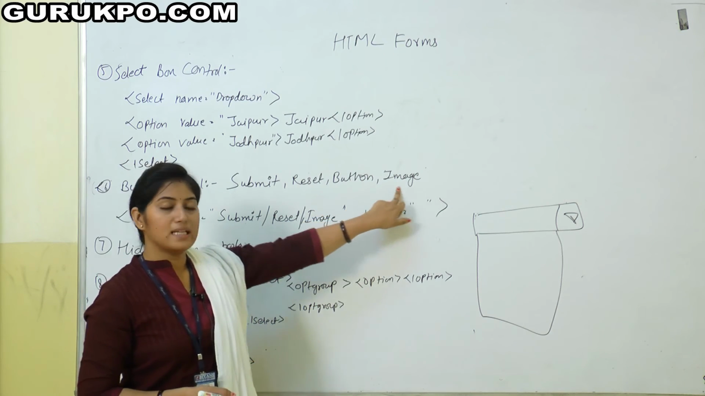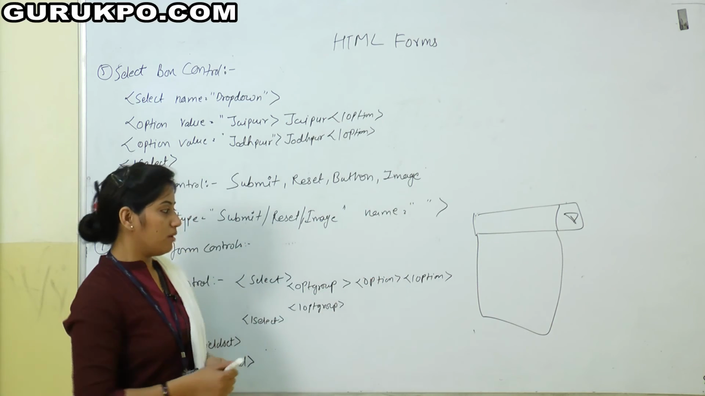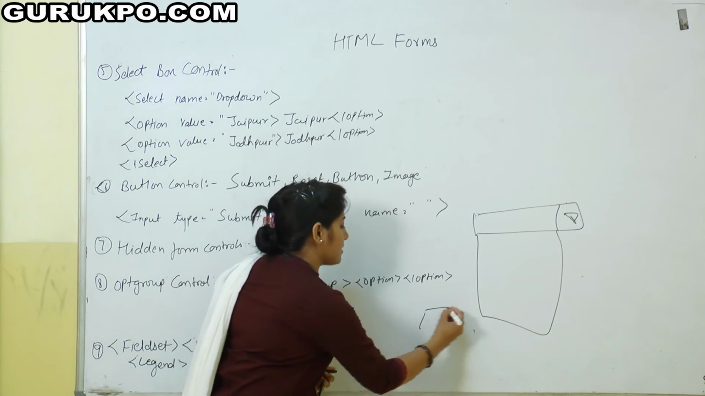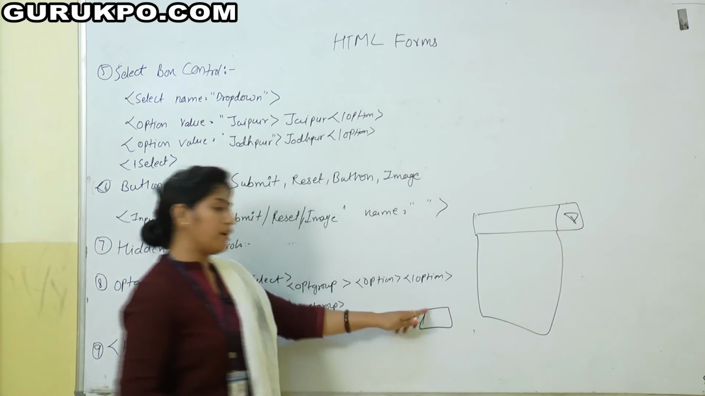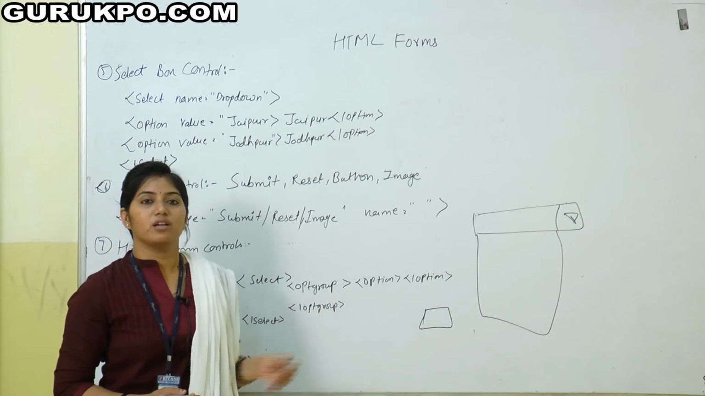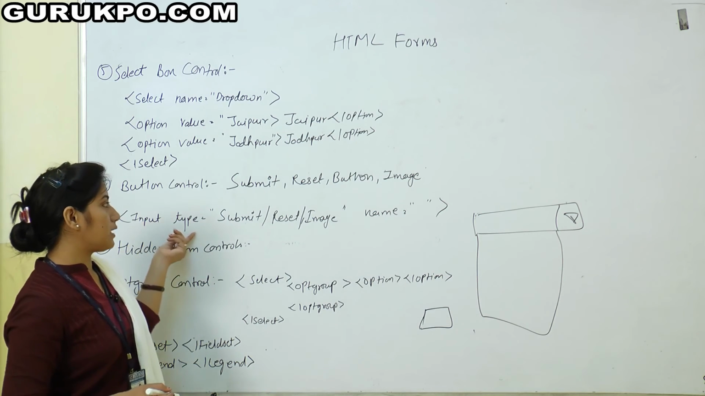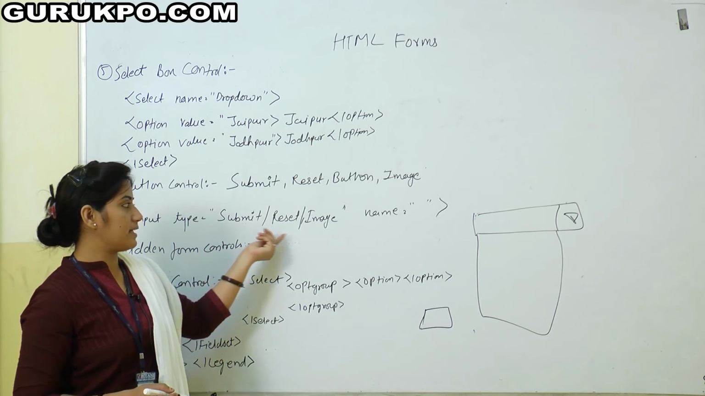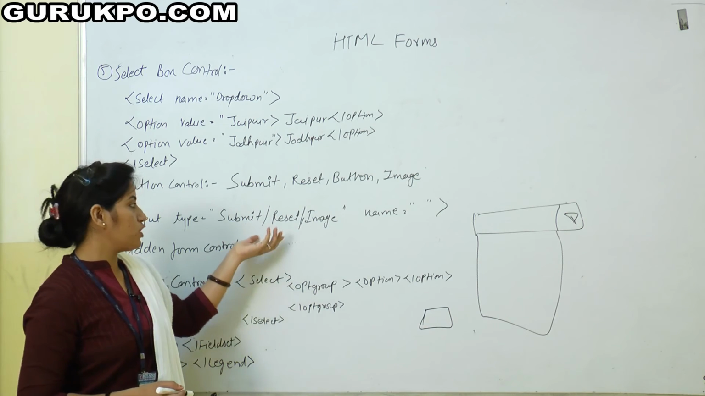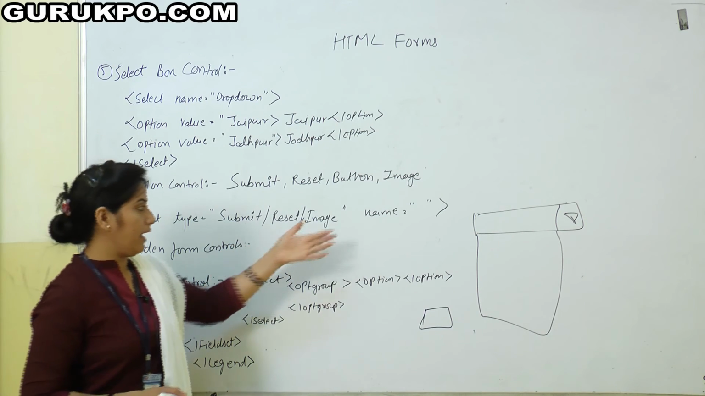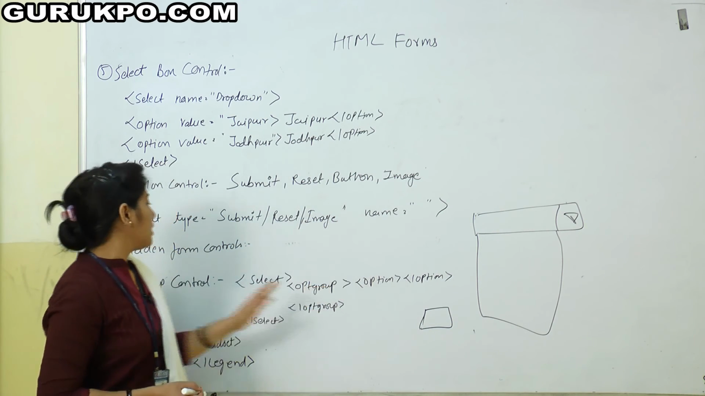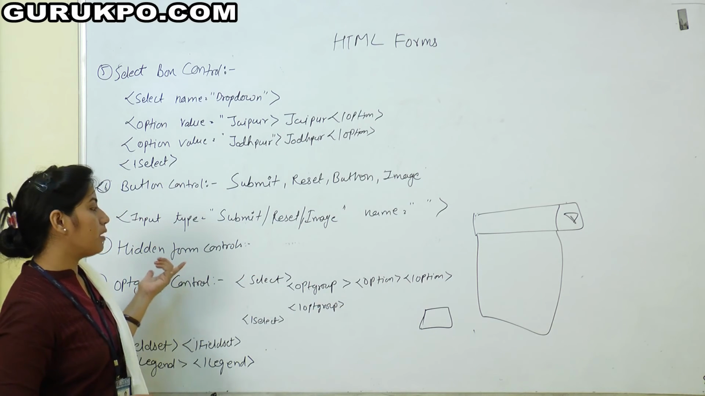Then the next one is the image button, in which the button is created as an image. When we click on the image, it works like a button. So the syntax for that: input type submit, reset, image or button, whichever type we want to create, and simply its name.